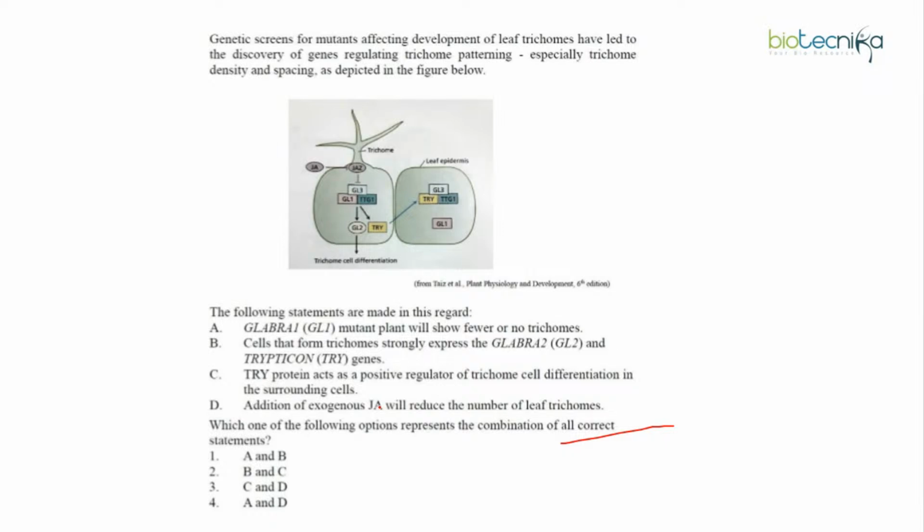So the correct answer here is option 1. Glabra 1 mutant will show fewer or no trichomes, and cells that form trichomes strongly repress glabra 2 and triptychon genes. Why? Because they are the repressors. So they have to be repressed. Otherwise, the trichomes can't be formed. So A and B are the correct statements. Here they are saying it is a positive regulator. No, this is a negative regulator. And definitely this will not reduce.